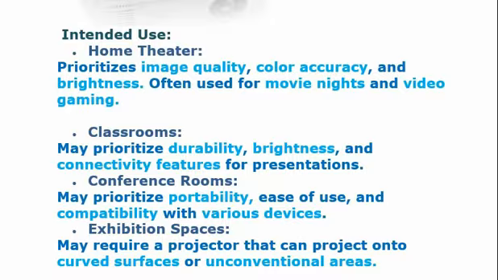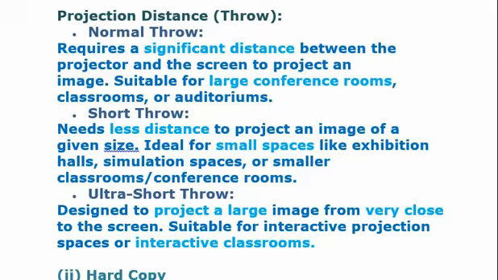Projection distance. Normal throw means it supports significant distance. We can focus from a long distance. So in large conference rooms, we will be keeping the projector far away from the screen. Short throw means a shorter distance, just to project an image of a given size. This is ideal for small spaces.